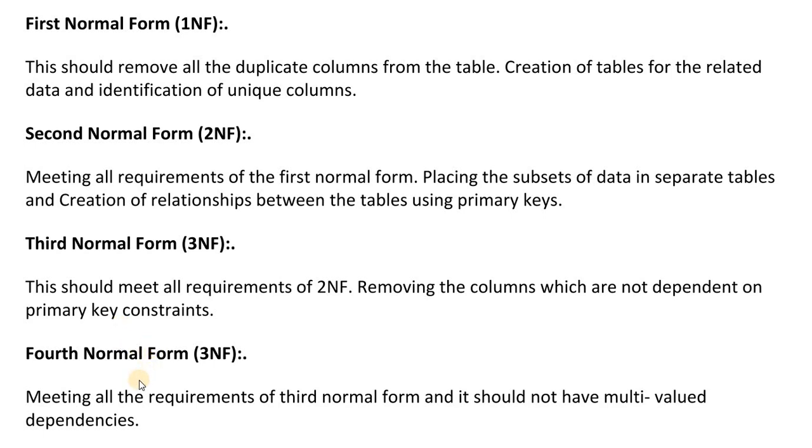Fourth normal form, 4NF, meeting all the requirements of the third normal form, and it should not have multi-valued dependency.